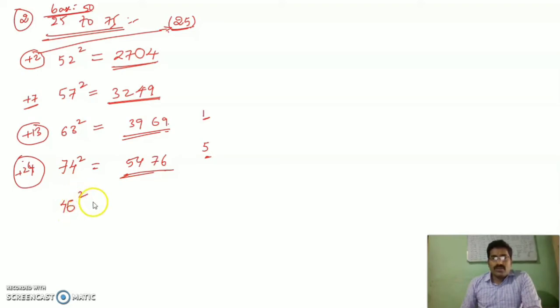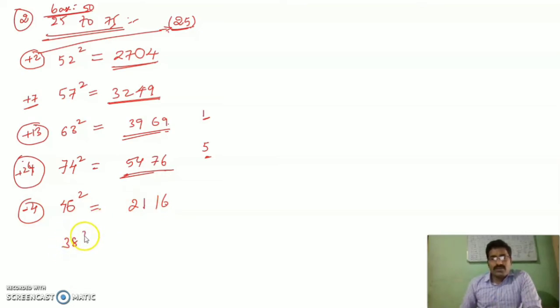Next, take 46 square. 46 is less than 50. So 46 is how much less than 50? 4. So take minus 4. 4 square value how much? 16. So subtract 4 from 25. 25 minus 4, 21. So 46 square value 2116.